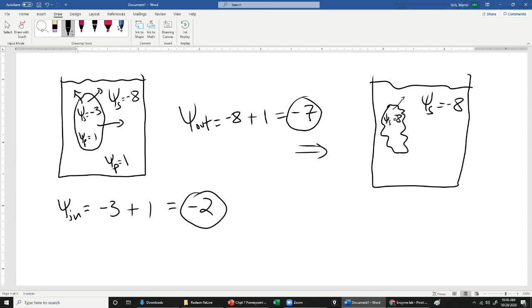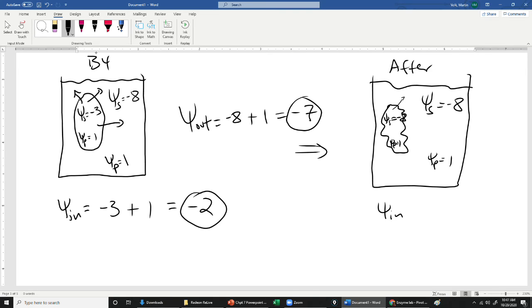Oops, -8, okay. Let me fix that. It's important that we put the negative in. And then the pressure will still be 1, and the pressure here will be 1. That's the same, because if it wasn't, water would still flow. It would still move.